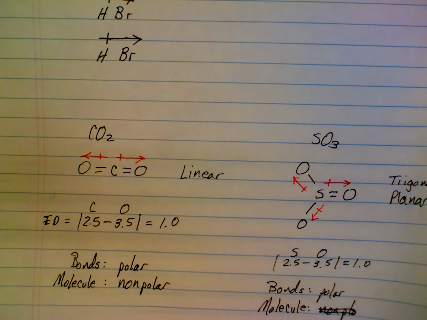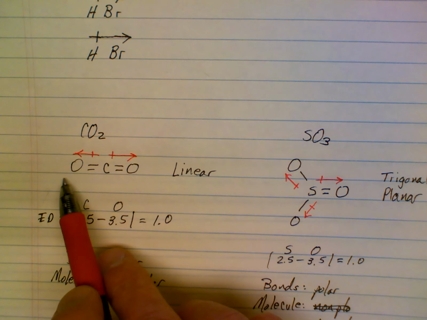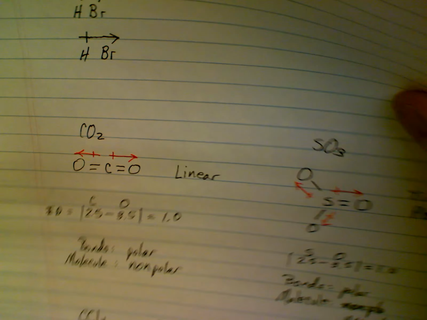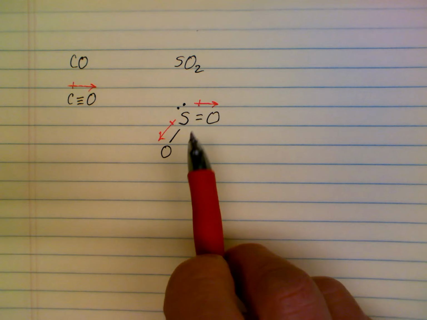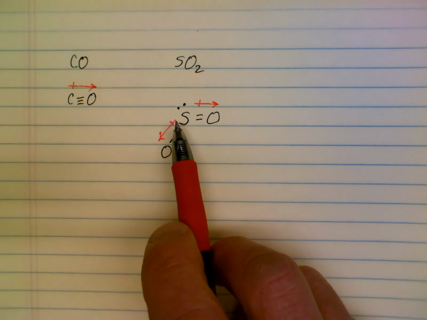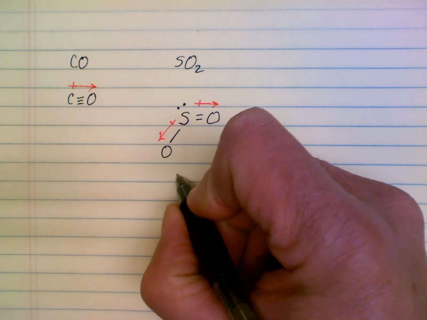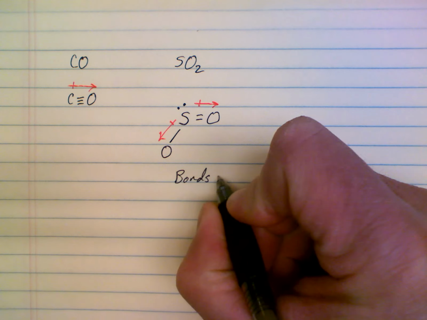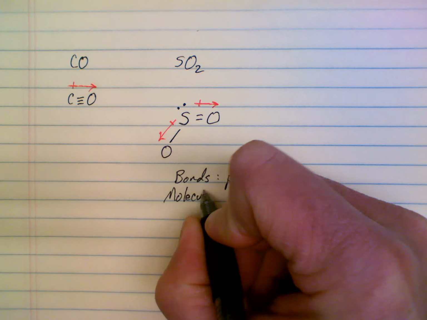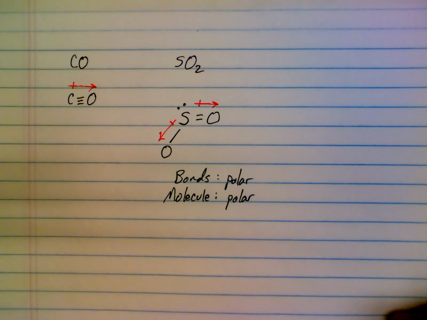So going back to carbon dioxide, these dipoles are directly opposing each other, so they will cancel each other out, and you will have a nonpolar molecule. But in this situation, these dipoles are not directly opposing each other, and we have an unbalanced distribution of electrons. So here the bonds are polar, but the molecule will also be polar because of the asymmetry.